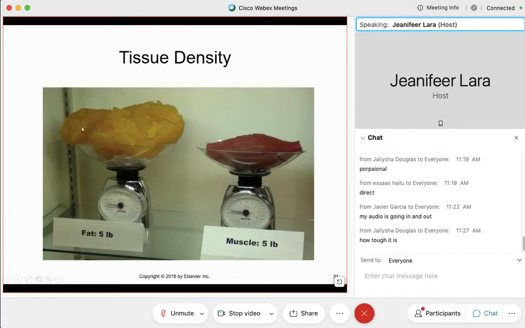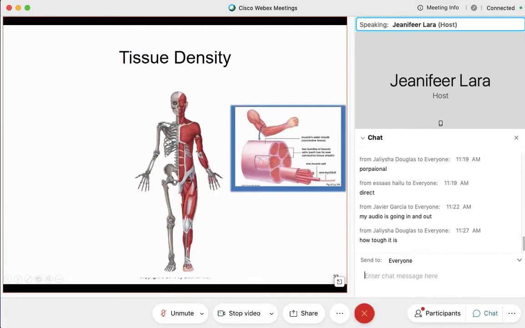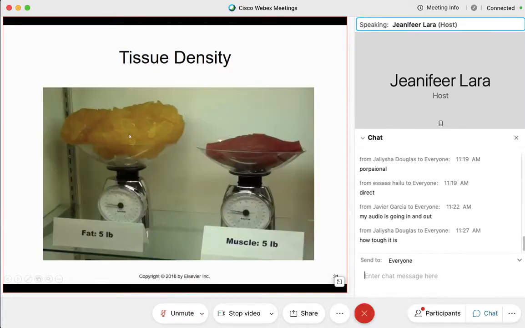Less. There's so much more here, right? But it's very loose. It's not as compact. 5 pounds is equivalent to 5 pounds. However, tough tissue, loose, soft tissue. Okay? So now we're taking it. Okay, so that was between fat and muscle.